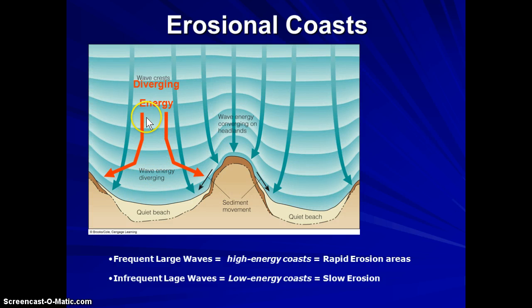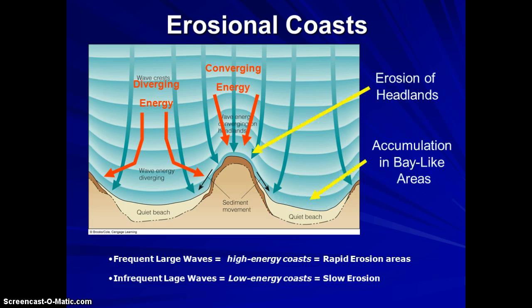So when you have these inland areas, the energy kind of diverges, and so it's low impact. When you have these outcrops here, it's taking strong converging energy, so it erodes faster, and eventually what it's trying to do is reach equilibrium so that this is all level here. Right, and that's how we get things like headlands or peninsulas, and eventually we get bays carved out on a coast.